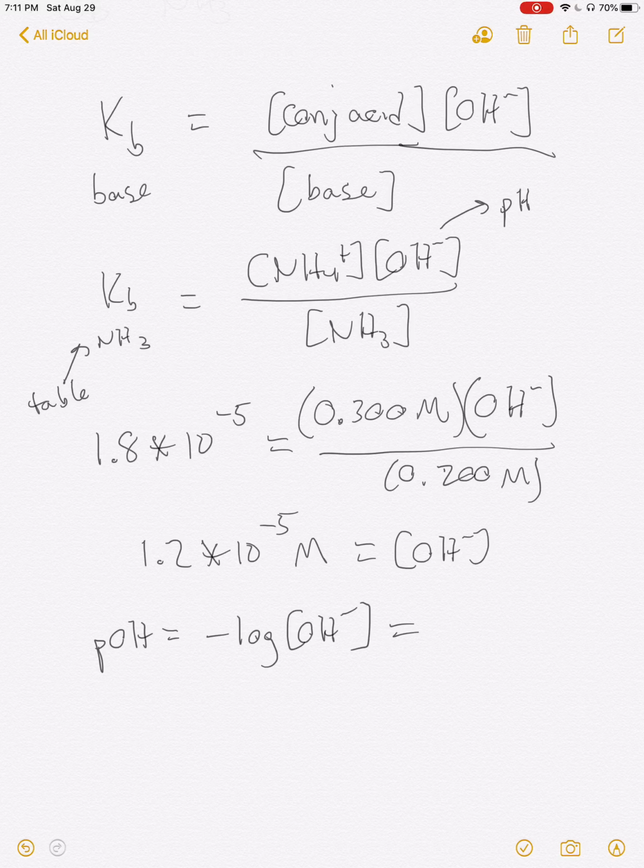that, and taking the negative log of 1.2 times 10 to the negative 5, we get 4.92. Then the pH is going to be 14 minus the pOH, which would be 9.08. So that would be an example of a buffer calculation for a weak base and its conjugate acid.